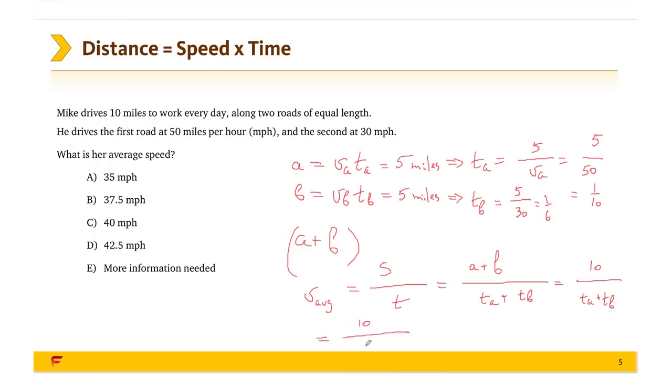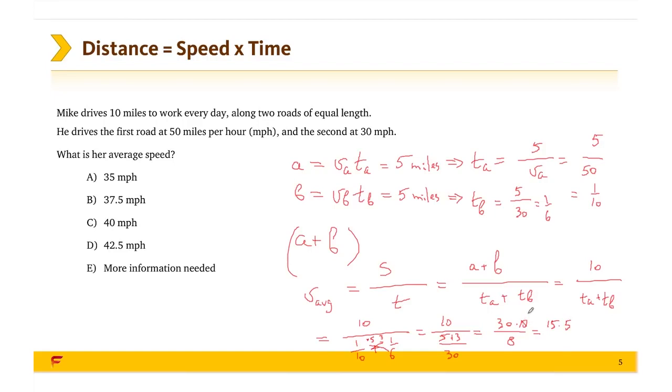Okay, we are ready to calculate the average speed now. 10 over 1/10 plus 1/6, which is nothing but 10. Okay, so to get here, you need to multiply this by 5 and this by 3. So that will be 5 plus 3 over 30. And then this is 30 times 10 over 8. And then this is nothing but 15 times 5.